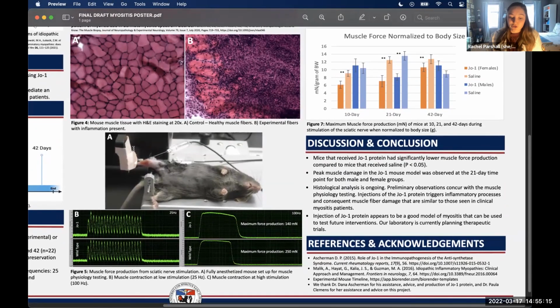So, in conclusion, injections of the Jo-1 protein trigger inflammatory processes and consequent muscle fiber damage that are similar to those seen in clinical myositis patients. Injection of the Jo-1 protein appears to be a good model of myositis that can be used to test multiple interventions. Our laboratory plans to replicate this experiment once more while increasing our sample size in order to verify the results. We are also planning therapeutic trials that would involve treatments including anti-inflammatory agents in order to help with the muscle damage caused by the Jo-1 protein.